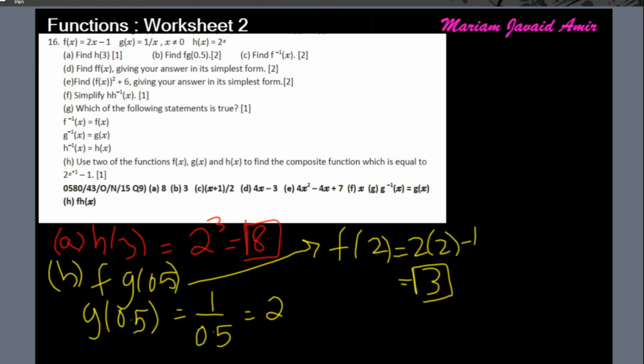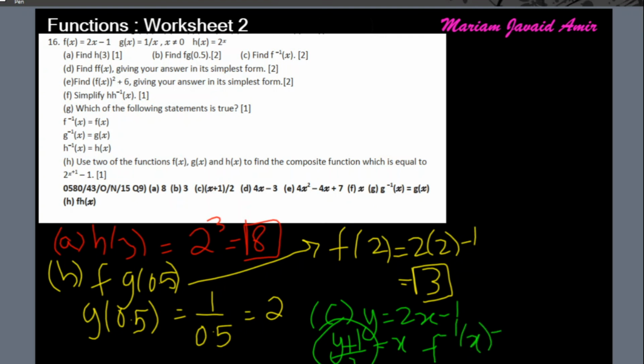Part C is find f inverse of x. Simply write y is equal to f(x), then make x the subject. We get (y plus 1) over 2 is equal to x. This is your answer for f inverse of x. Just change y to x.